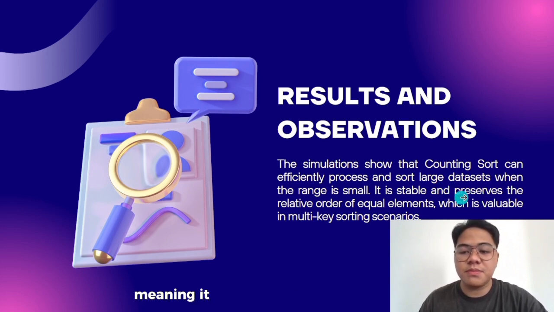Stable, meaning it keeps the order of equal items. Helpful when sorting by multiple criteria. So it's great for specific tasks, but not always the best for general use.